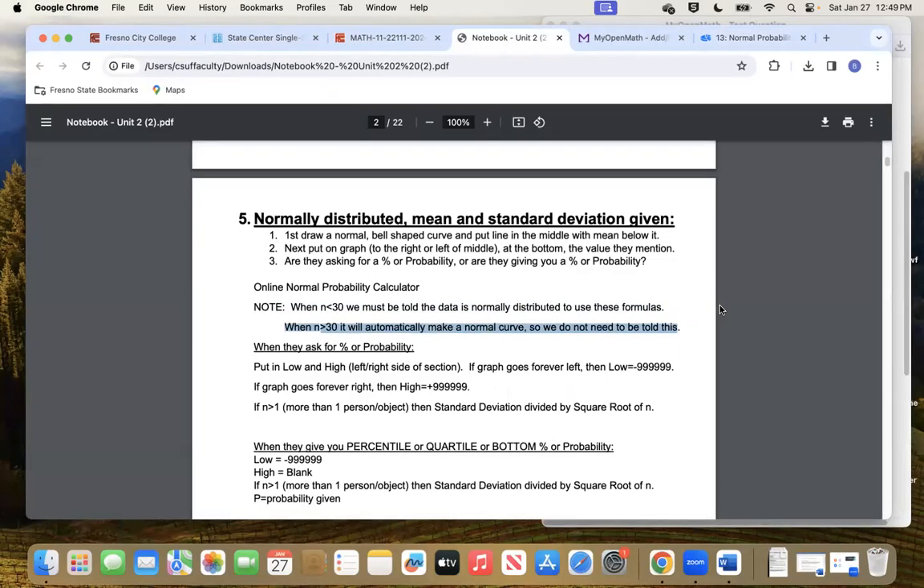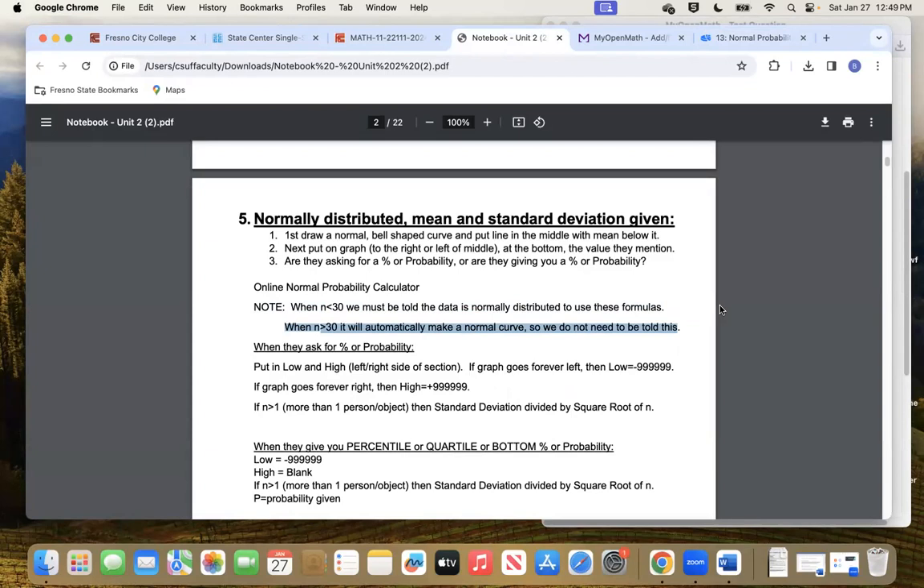So that's what we're saying here. We've been using the normal probability calculator, right? That assumes the graph fits a bell curve. We call it the normal distribution because that's how things are normally distributed, but not everything is distributed that way.